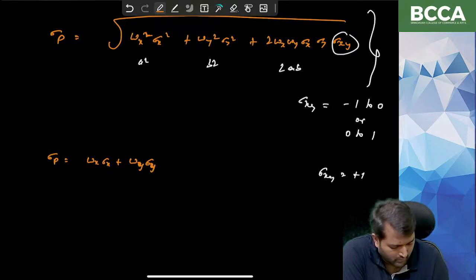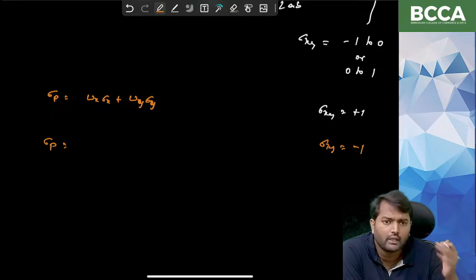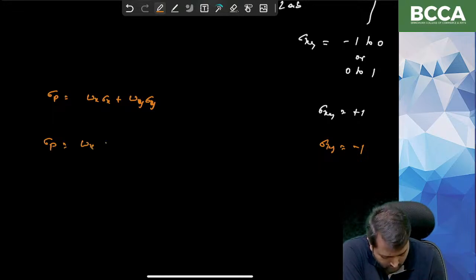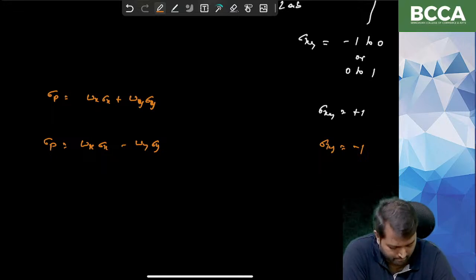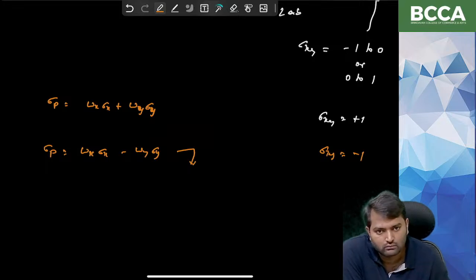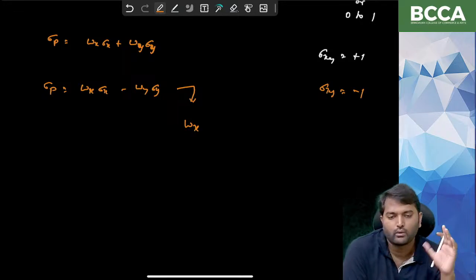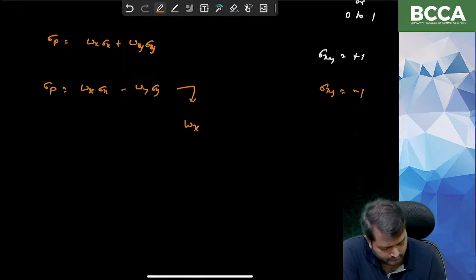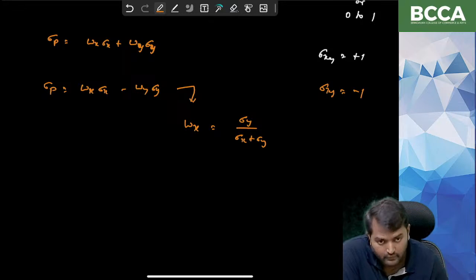That's it. But whereas sigma xy is equal to -1, then risk can be fully diversified. Then what is the formula? wx sigma x minus wy sigma y. Clear? Okay. In this case, risk can be reduced up to 0. Risk can be reduced to 0. For that, we have to take proper proportions. We have to make investment in proper proportions. So weight of x must be equal to sigma y divided by sigma x plus sigma y.